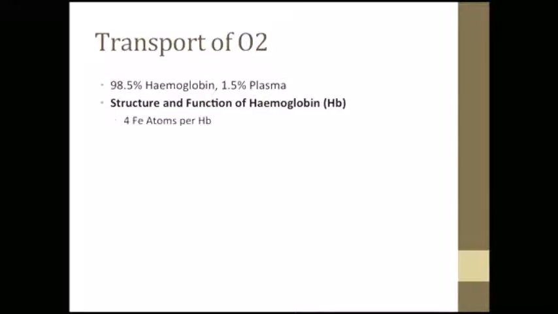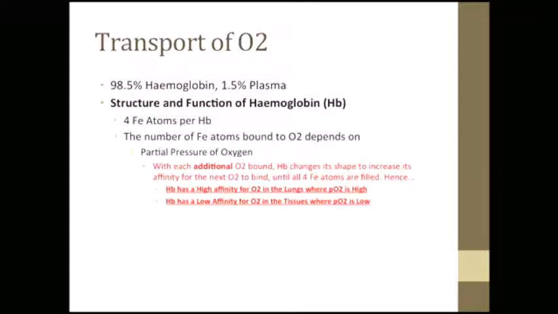So transport of O2 is mainly by hemoglobin, 98.5%. And this is the structure and function of hemoglobin. So you have 4 iron atoms per hemoglobin. And the number of atoms bound to O2 depends on the partial pressure of oxygen. So it's important to note that with each oxygen bound, hemoglobin changes shape to increase its affinity for the next O2 to bind. So just look at my hands. And let's say this was hemoglobin, this is oxygen.